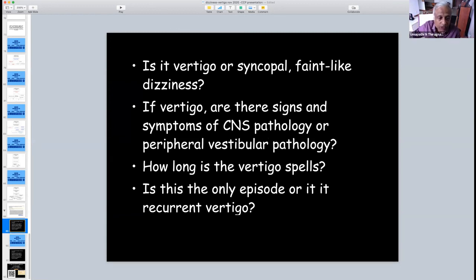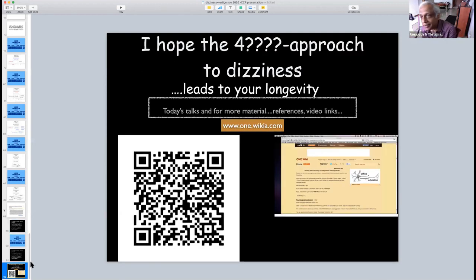Then ask yourself, how long is the vertigo spell? If the episodes are very long, they're likely to be vestibular neuronitis, stroke or migraine. If they're very short, they're likely to be PPPD. And are they recurrent or uniphasic? Because stroke, TIAs, migraine and PPPD are recurrent, but vestibular neuronitis is uniphasic. So with that, you should be able to answer all your questions. I hope these four questions, maybe won't allow your patients to live longer, but hopefully will allow you to live longer without too much stress when you see patients with dizziness.